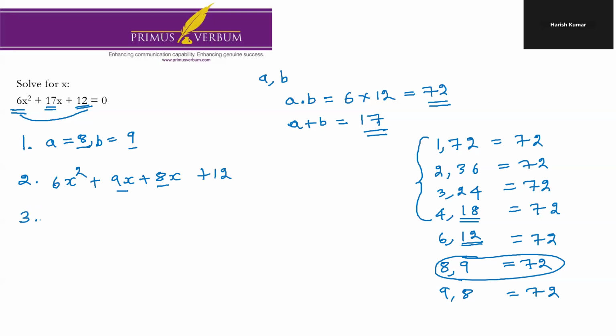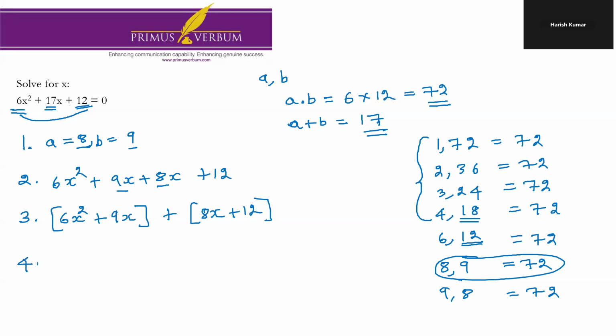Third step is, now after splitting them in the second step like this, the third step is grouping. We group them. So how do we group? We group the first two terms like this, and then the last two terms like this. Okay, this is grouping.